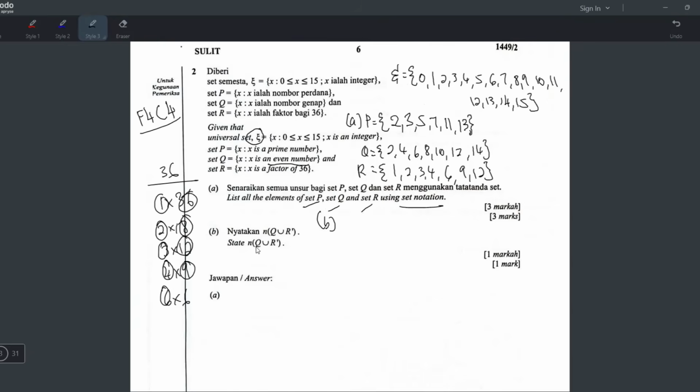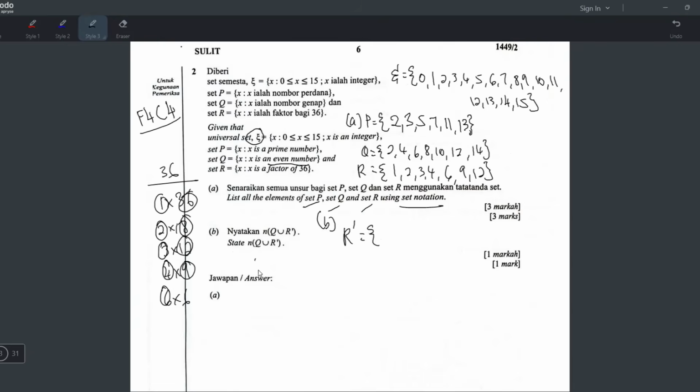Okay, B, they want to find n. This n means to find the number of elements for Q union R complement. Q I already know is this, R I already know is this, but they want to find out the R complement. So let's list out the elements for R complement first, then only take the union for R complement and Q. Okay, so let's list out the R complement.